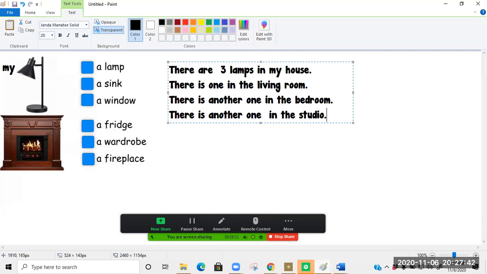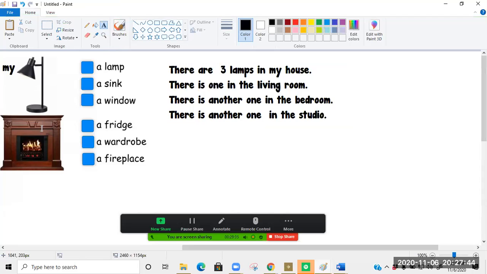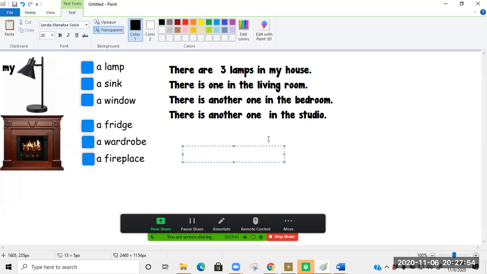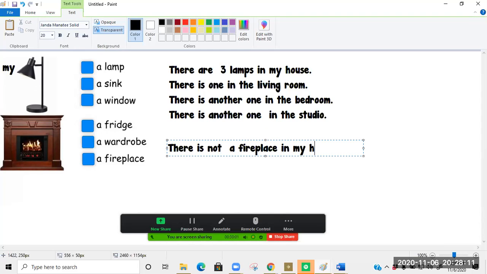Okay, very good. Super. And the last one, ayer aprendimos chimney, chimenea, y fireplace es la chimenea, pero de adentro. Hagamos una oración en negativo de fireplace, perdón. There is not a fireplace in my house. Excellent. Santa Claus cannot visit your house.